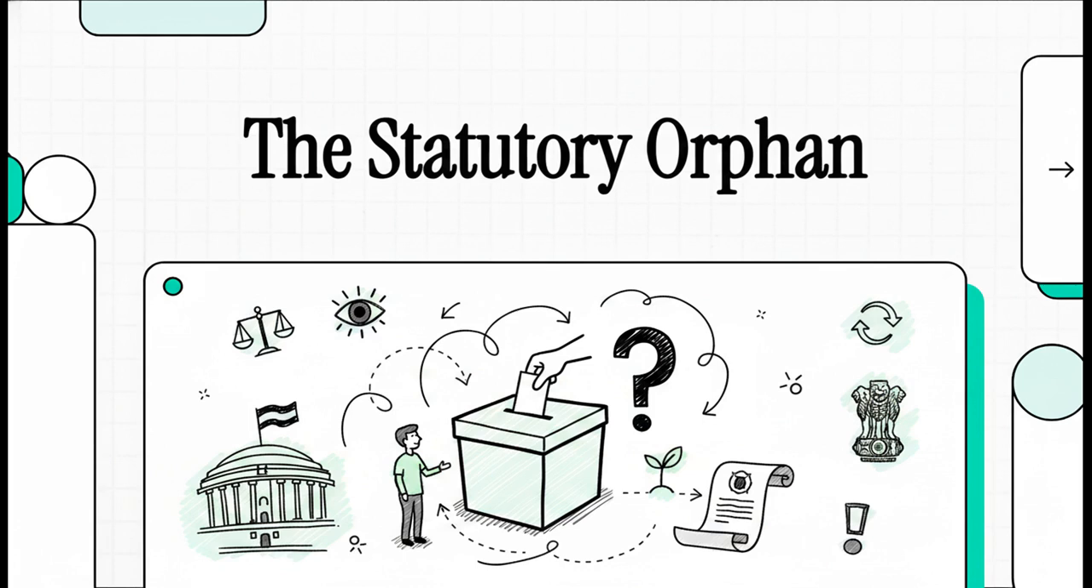Now, if you're a UPSC aspirant gearing up for GS Paper 2, or maybe you're outlining a mains essay, you are absolutely going to want to pay attention here, because this analytical framework is incredibly valuable. Let's deconstruct this riddle together and figure out exactly how the Indian vote became a statutory orphan.